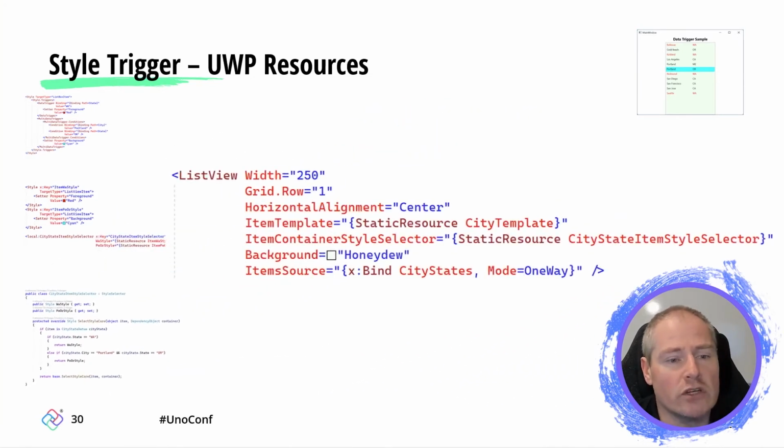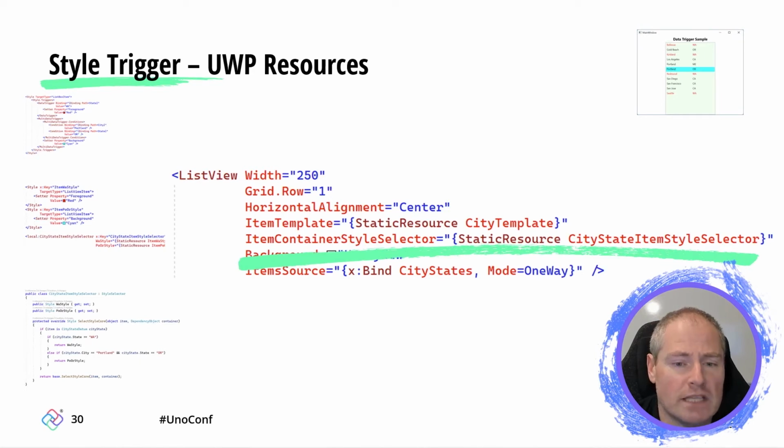In terms of how we would use this, for example, here's our list view. We have an attribute, ItemContainerStyleSelector, which we can specify the custom style selector we want to use. And this will render out the same output as we saw in WPF.